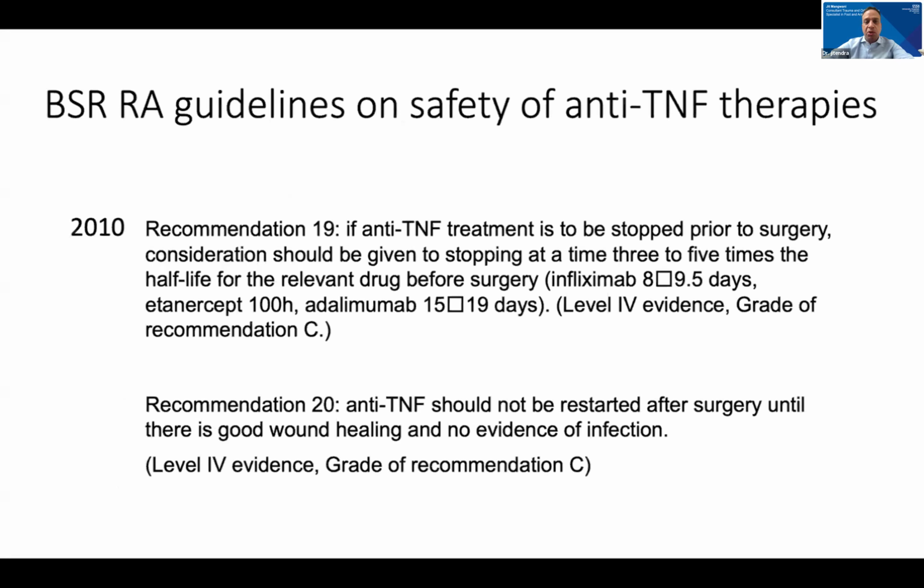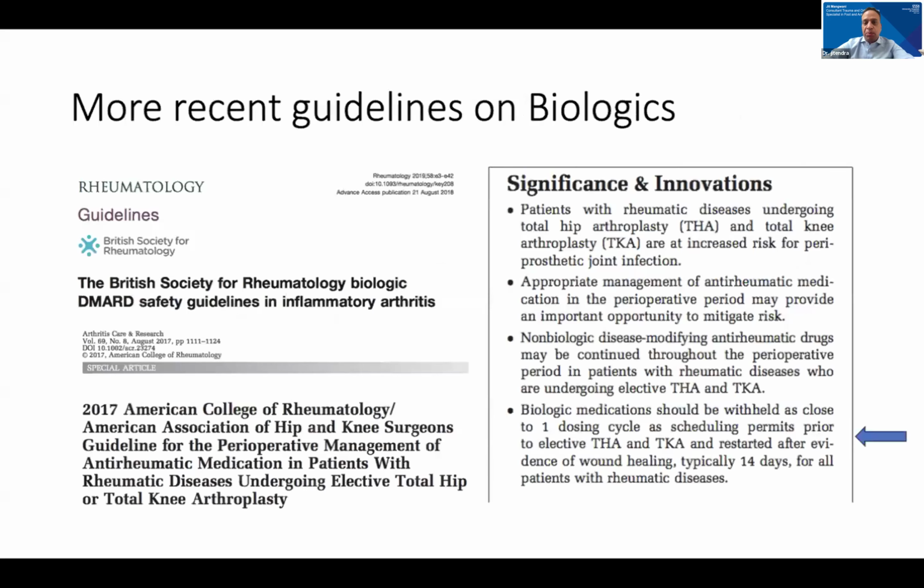British Society of Rheumatology guidelines, and you can see one of their guidelines was in 2010, and followed by the current guideline, which says you should stop it for 1 dosing cycle, which usually is a couple of weeks, 3 weeks before, and 2 weeks after when the wound's healed.